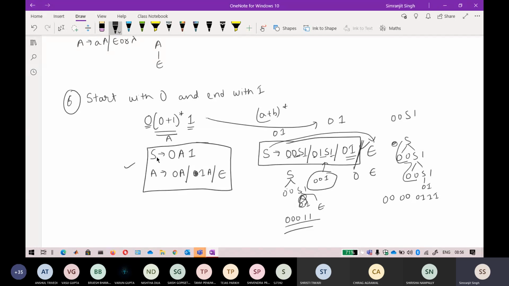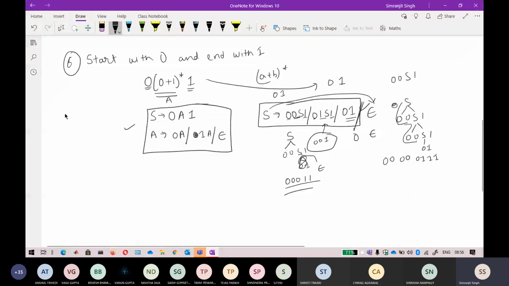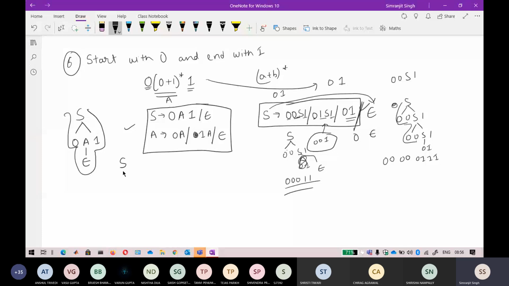Suppose I write S tends to A01. Now 01 will always be a part of the language, and if you substitute the value of A as epsilon, there is no effect on that; 01 will still be a part of the language. But if you directly write S tends to epsilon, then epsilon is also generated by the grammar. Keep that in mind.